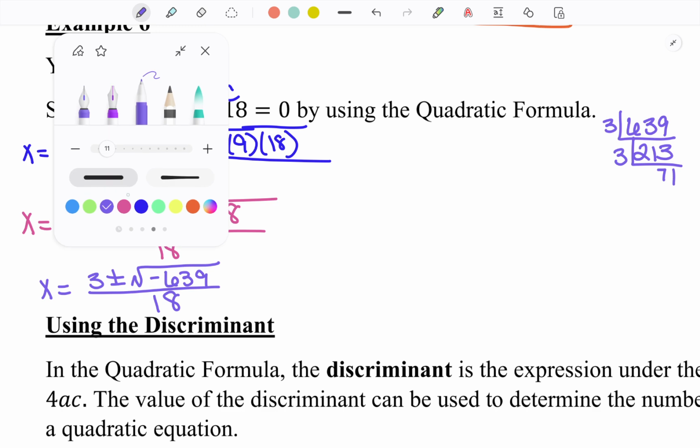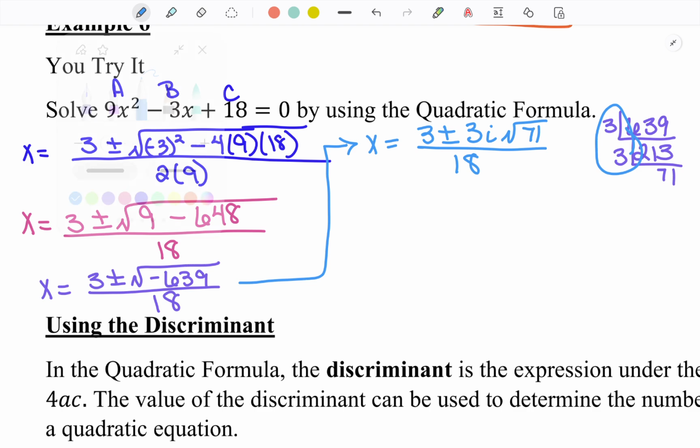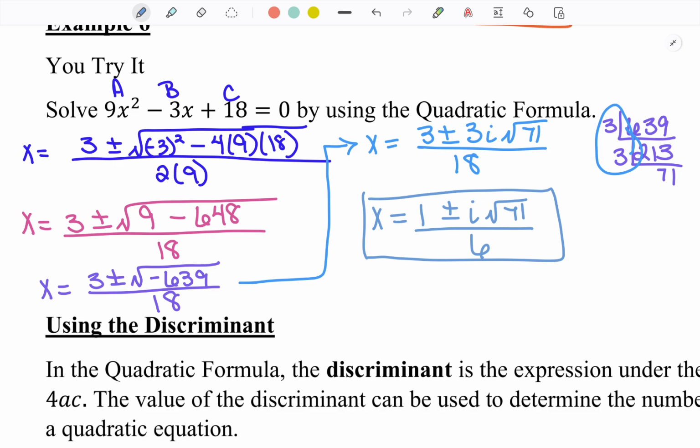So we are going to take 3 plus or minus, and then we're going to have a pair of 3's. So that gives us 3i square root of 71 over 18. This will all simplify by 3. So we'll have x equals 1 plus or minus i square root of 71 over 6. And this is where it will stay.